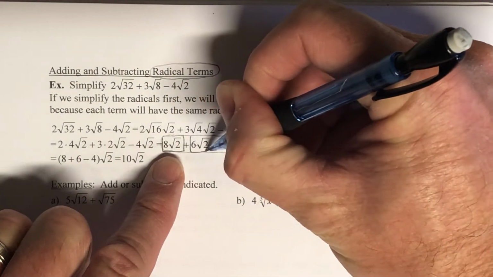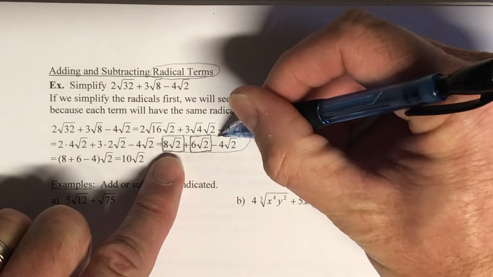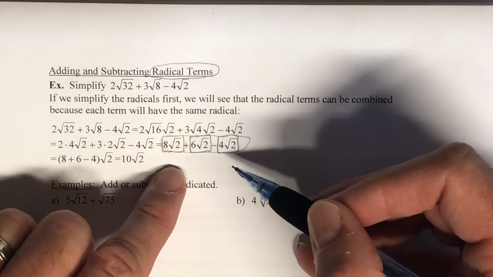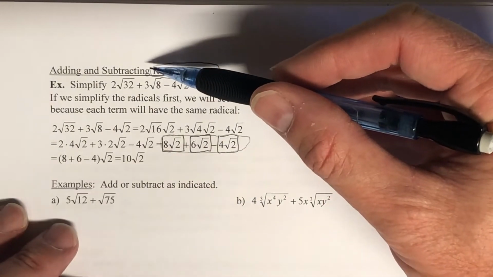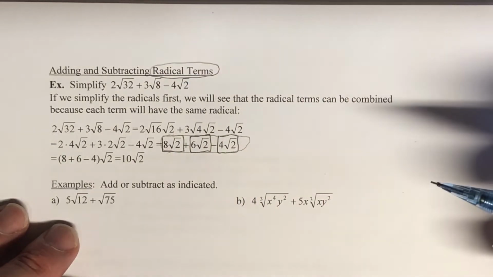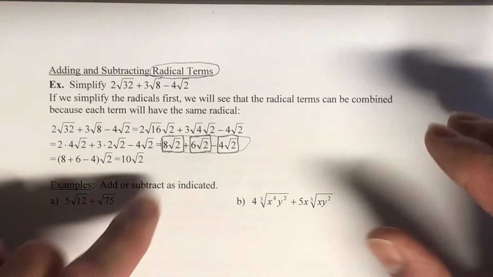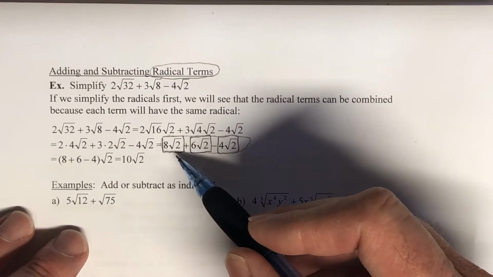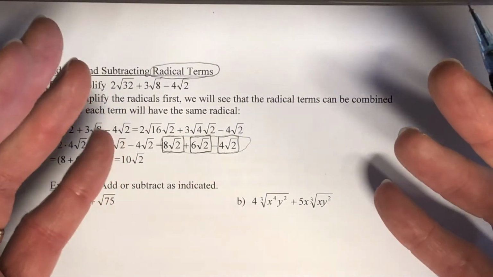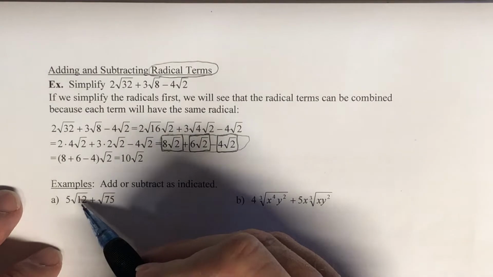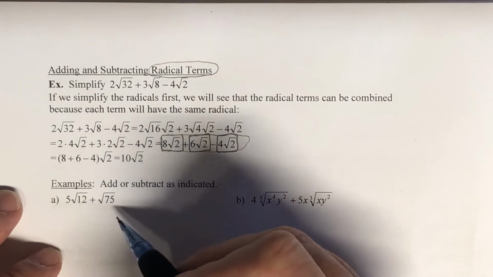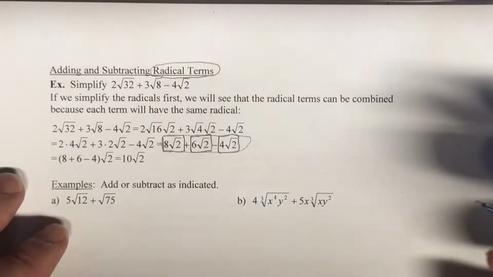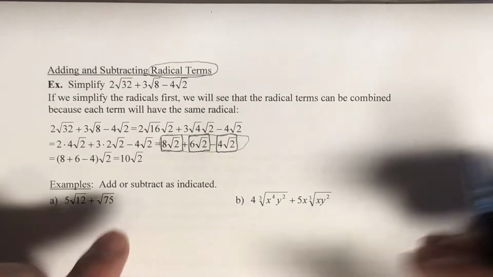So that's a radical term. This is a radical term. And this is a radical term, okay? And they're being added and subtracted, aren't they? Thus the name of the video, adding and subtracting radical terms. When you're adding and subtracting radical terms, similar to combining like terms, the radicals need to be the same. So, for example, in this problem, you can't combine anything yet because they're being added together, but the radicals are not the same. If the radicals were being multiplied together, that'd be different.